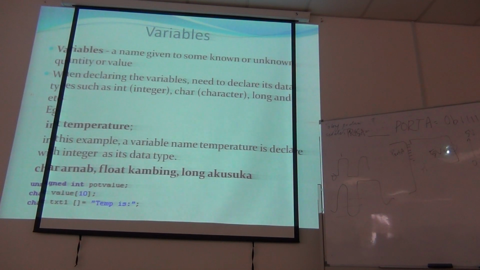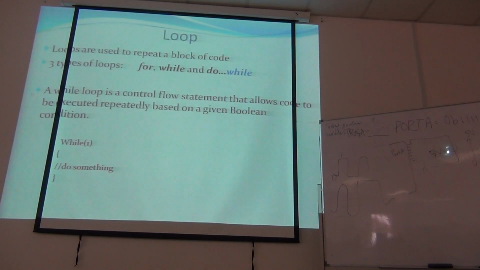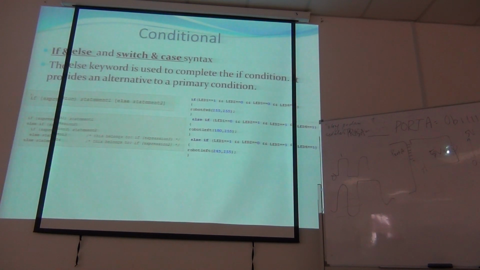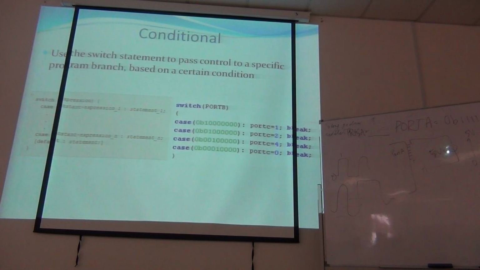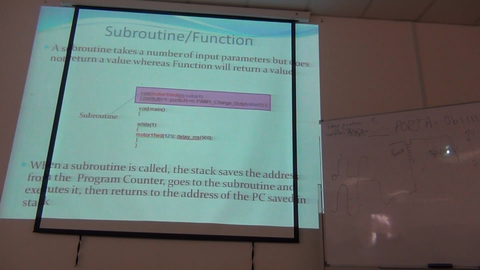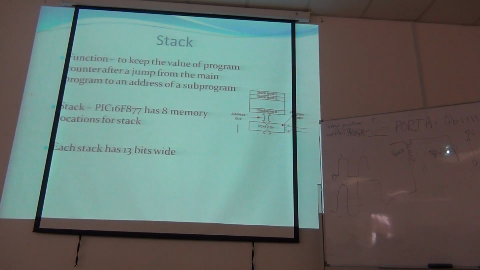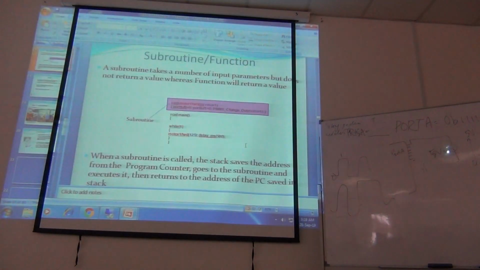And you have the variables, declare the variables here and there. You have the loops, remember that, for loop, while loop, do while loop. And then you have conditional syntax, which is if and else, switch and case. This is the example here. Then you have the subroutine function. This is all about C++. This one is okay. This one is very fast, but I hope that you can catch up with me.